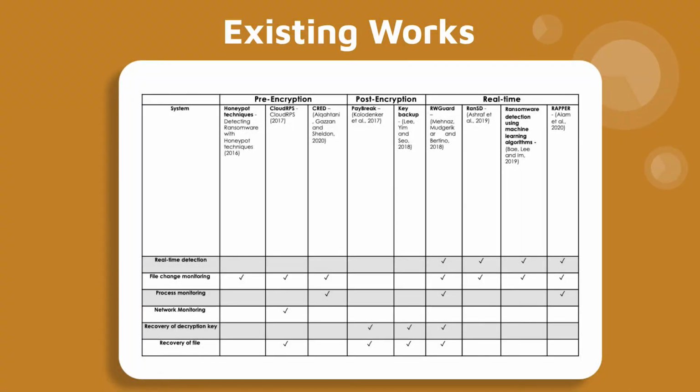If we analyze the existing work done by other researchers, we can categorize it into three types: pre-encryption detection, post-encryption detection, and real-time encryption detection. Pre-encryption systems try to detect attacks before they begin. These kinds of solutions have lower accuracy.